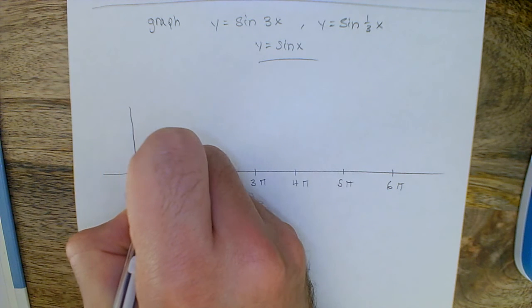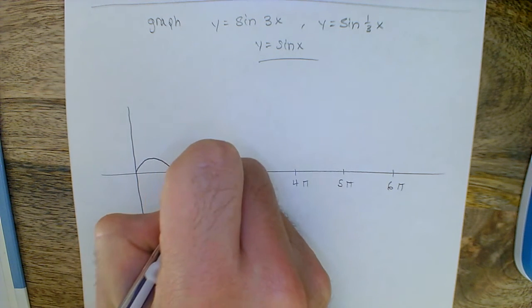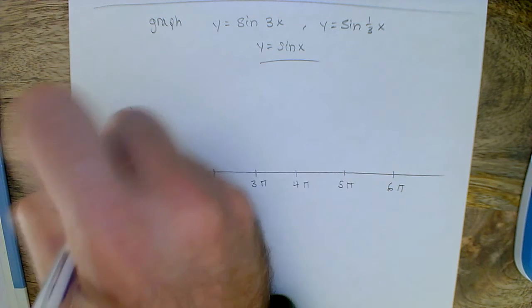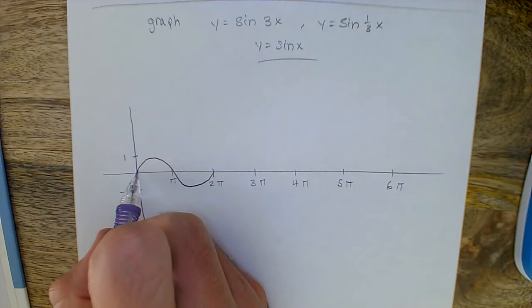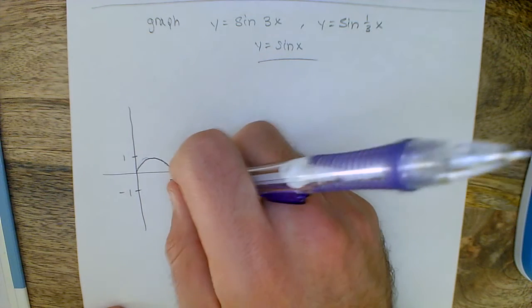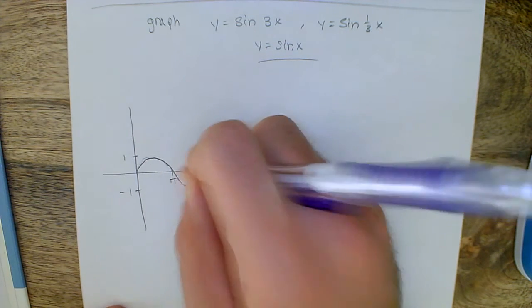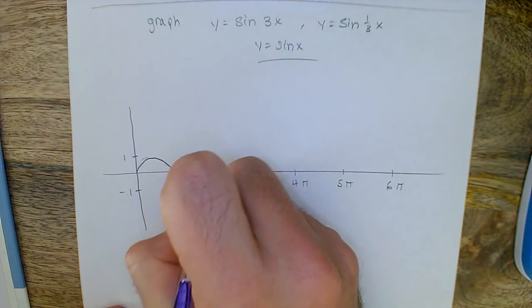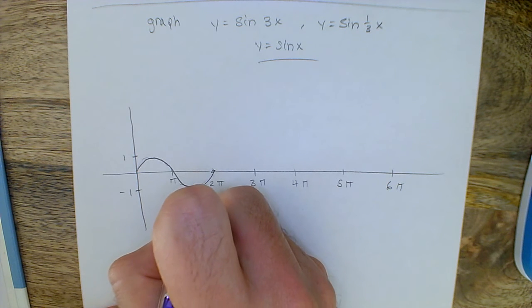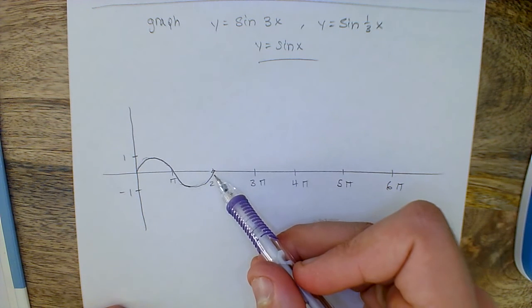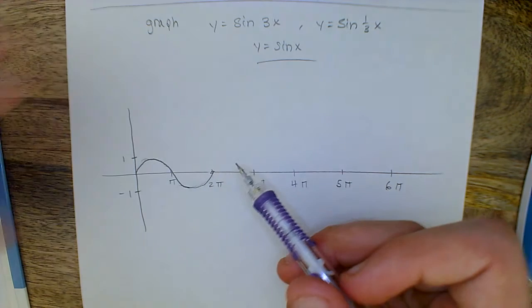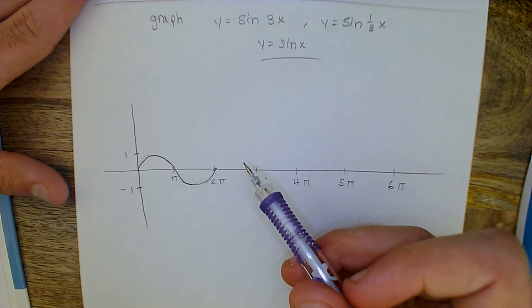Remember, sine starts out at 0 and has a cycle whose length is 2 pi. So it goes up to positive 1 at pi over 2, back down to 0 at pi, down to negative 1 at 3 pi over 2, and then finally back to 0 when theta is equal to 2 pi.